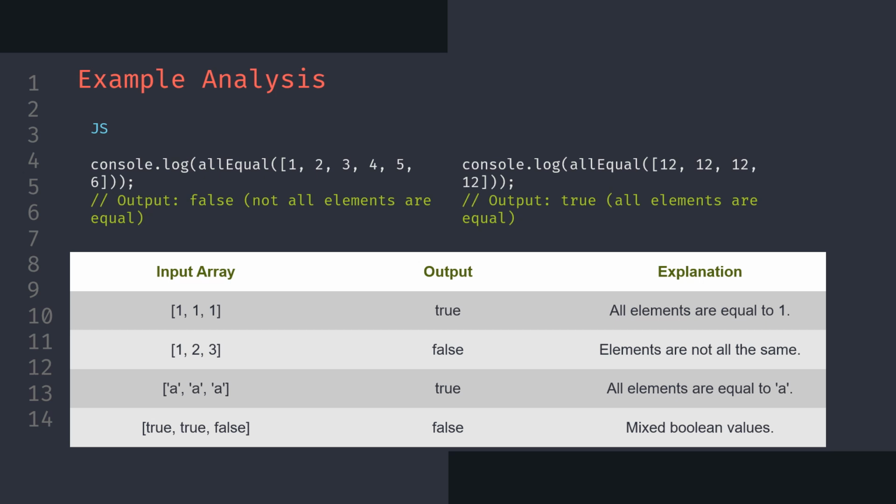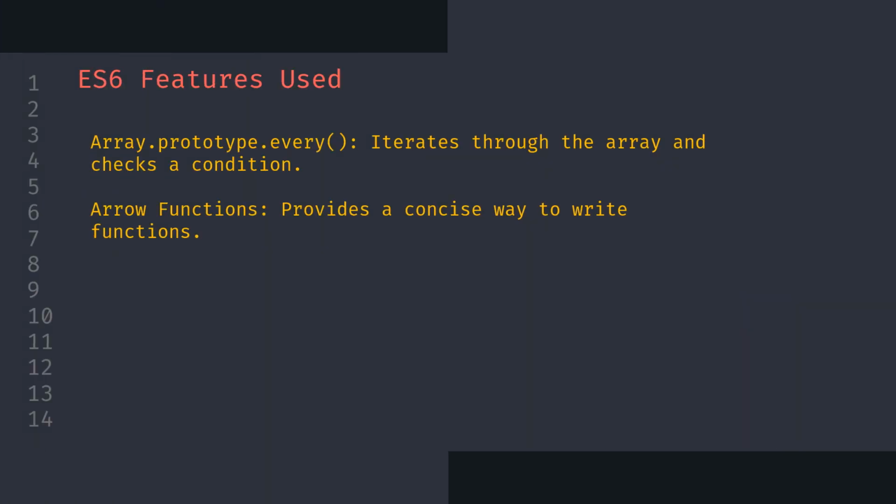This table illustrates the function's behavior with different types of input arrays. Notice how it works with numbers, strings, and booleans. Here we utilize ES6 features like the every method for iteration and arrow functions for cleaner syntax.